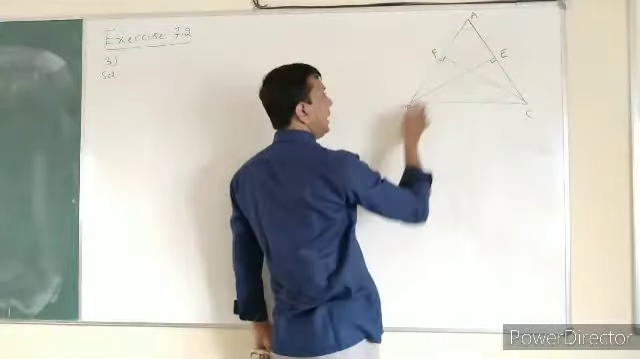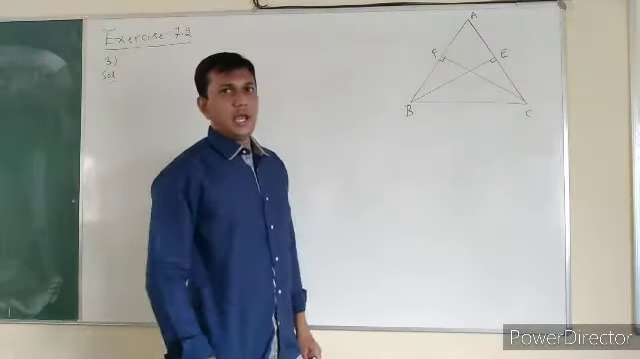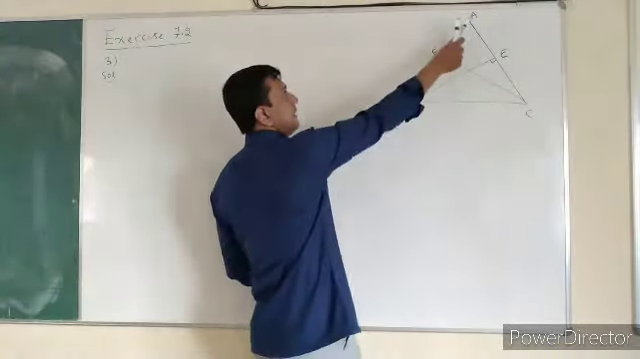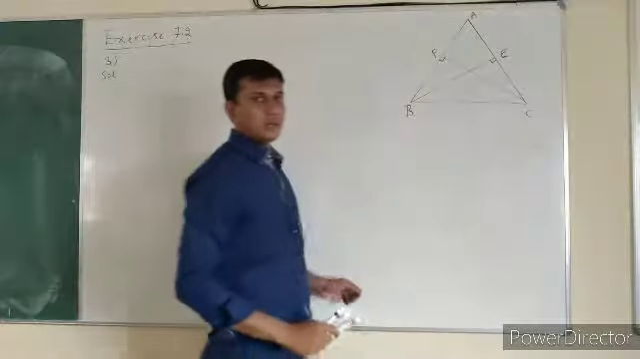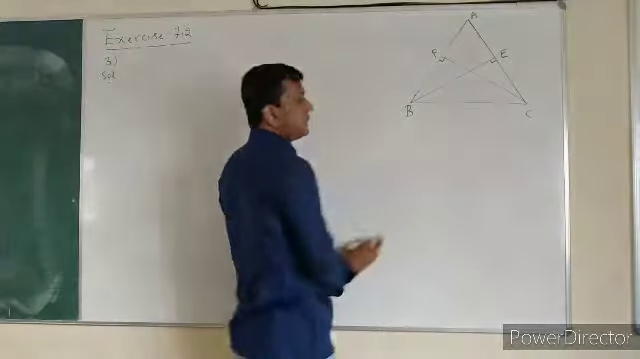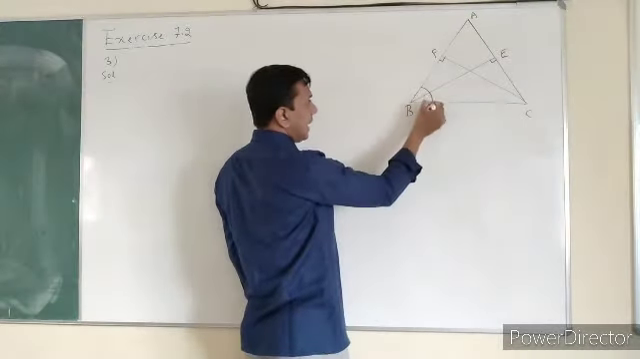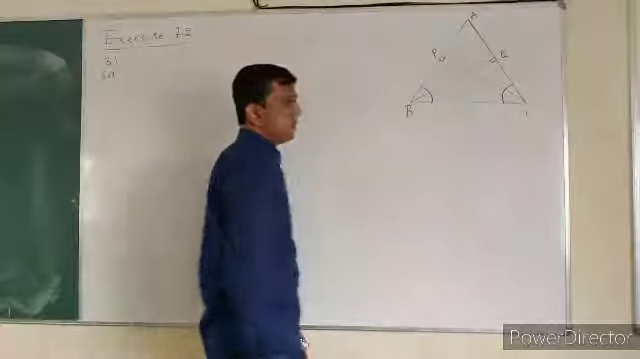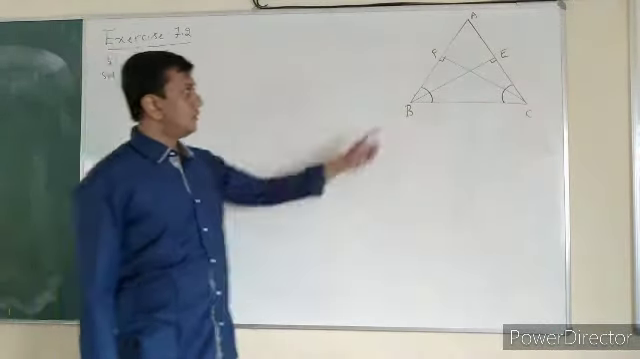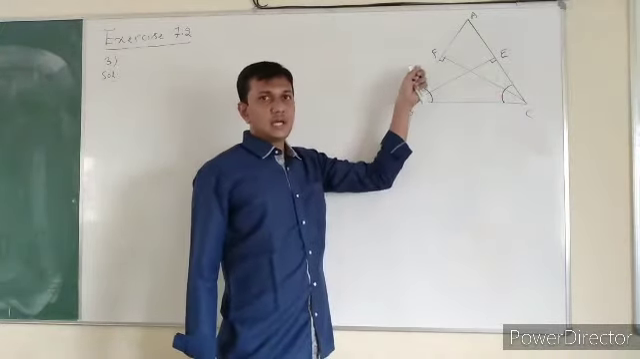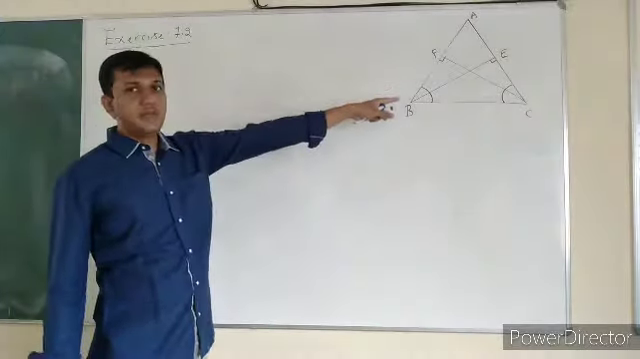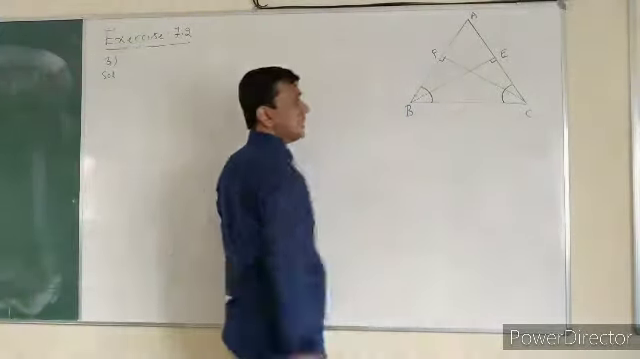So, being an isosceles triangle, any two sides should be equal. And the question itself, he has given that AB is equal to AC. So, once AB is equal to AC, what will happen? Angle B and angle C will be equal. Which theorem? Theorem 7.2. If sides are equal, angles opposite to those equal sides are also equal. So, by theorem 7.2, we can say that angle B is equal to angle C here.